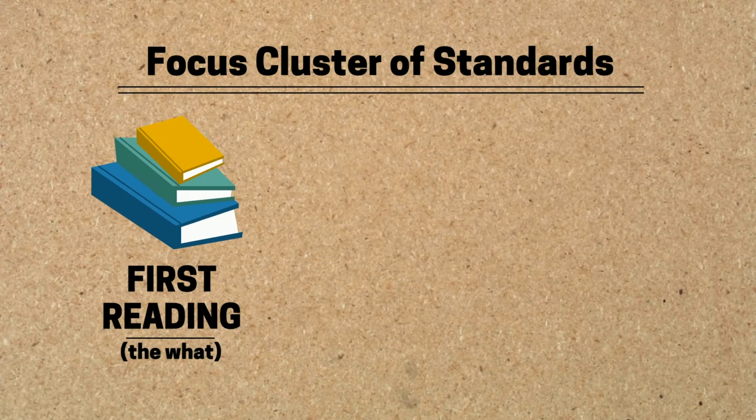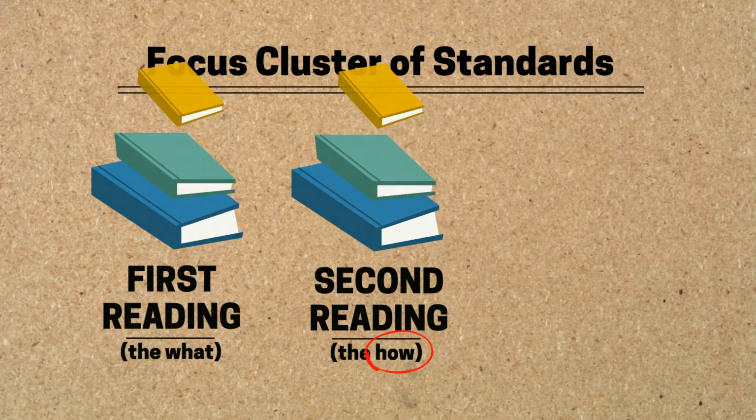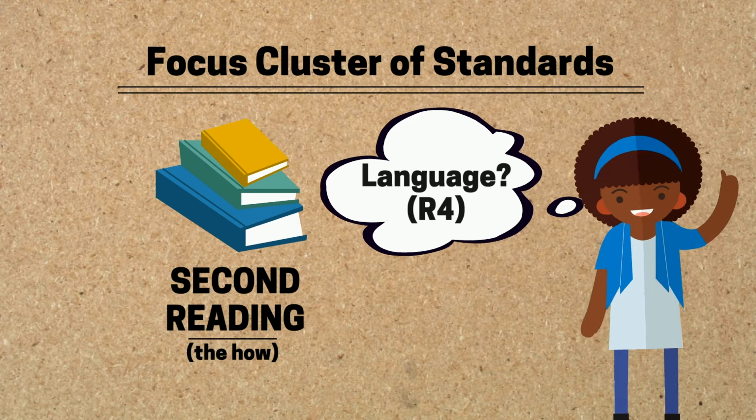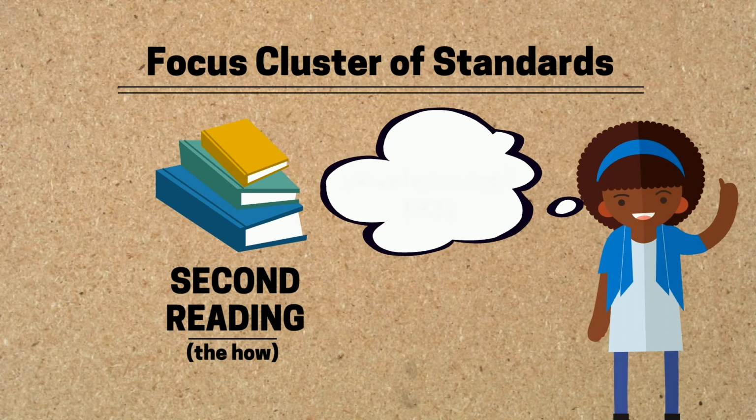The second reading standard in a focus cluster, the how, addresses how students are thinking about that content. For example, are they thinking about the theme, R2, the what, through the lens of the language, R4, the how? Or are they looking at development, R3, the what, through the lens of the structure, R5, the how?